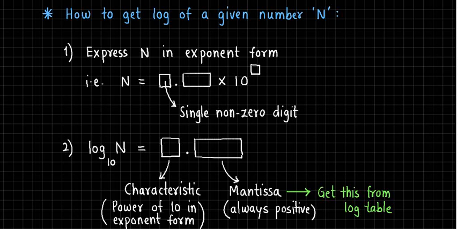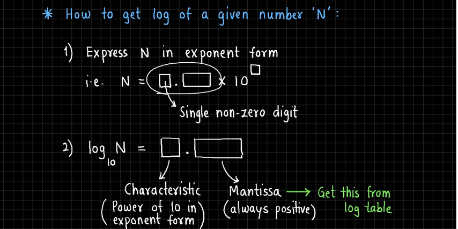Now we see how to get the logarithm of a given number n, and by logarithm we mean to the base 10, that is we are now dealing with common logarithms only. So for some given number which we represent as capital N, the first step is to express that n in what is called the exponent form.